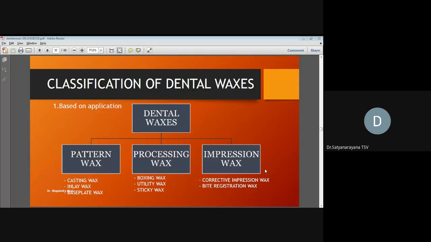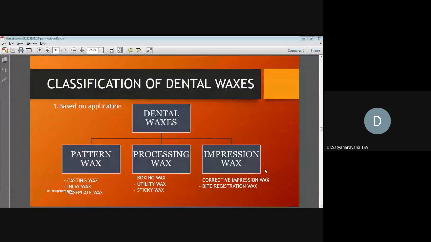Classification of dental waxes. This is based on the application. Previously we also talked about components, and in that classification we said it is natural and synthetic. Again, natural is mineral, plant, and animal or insect, and synthetic is based on your use in dentistry. Only these are called dental waxes.